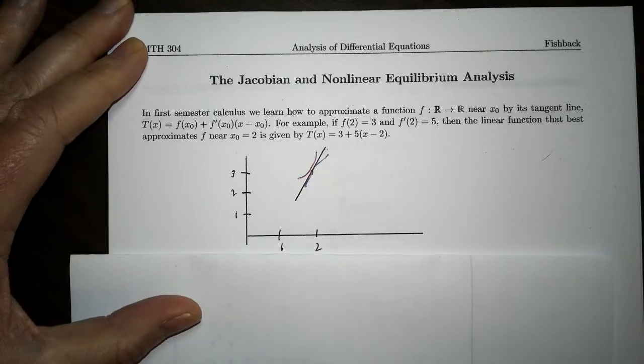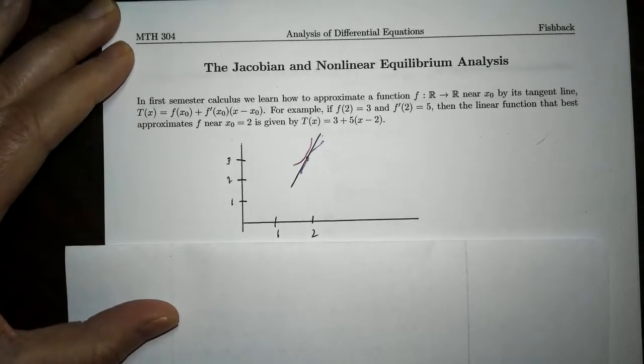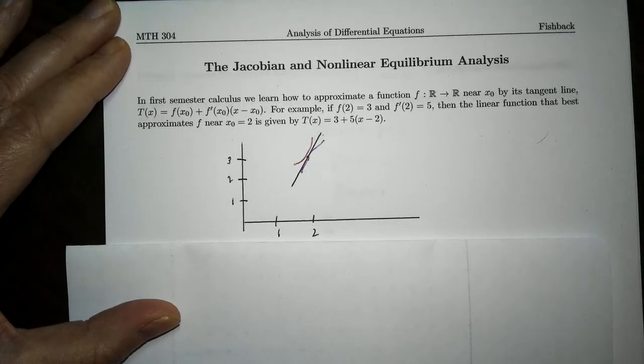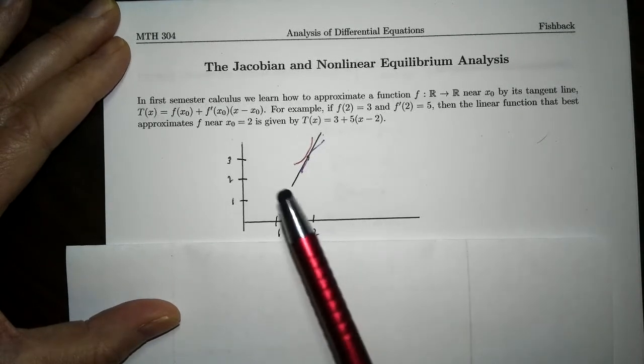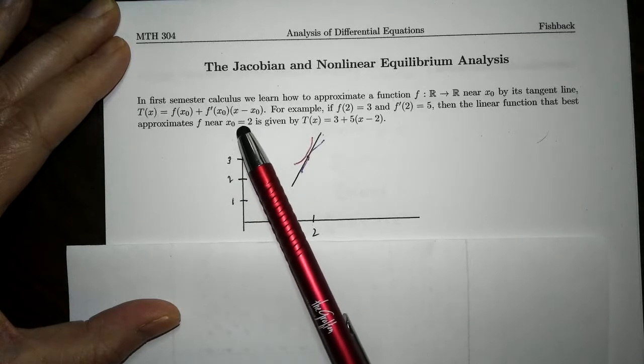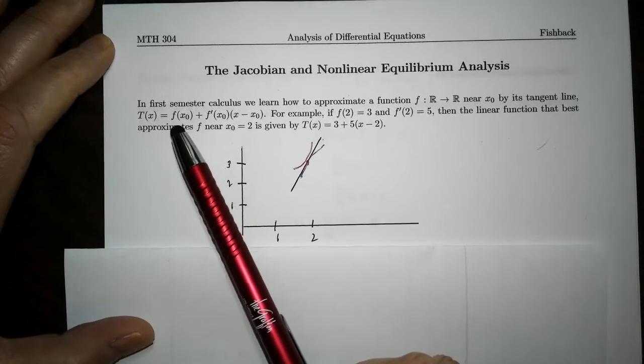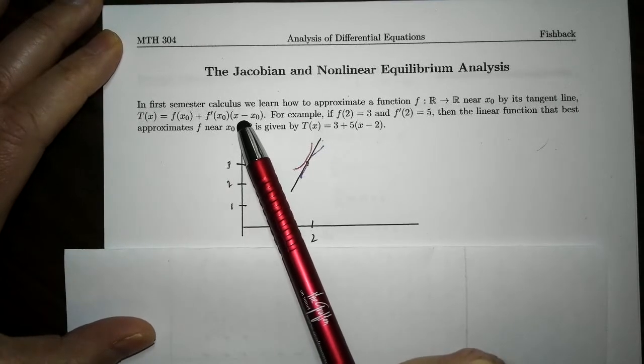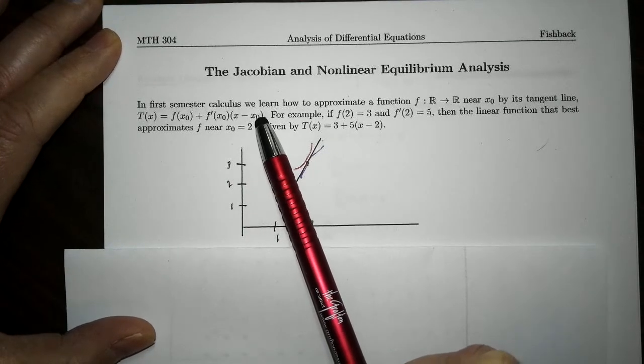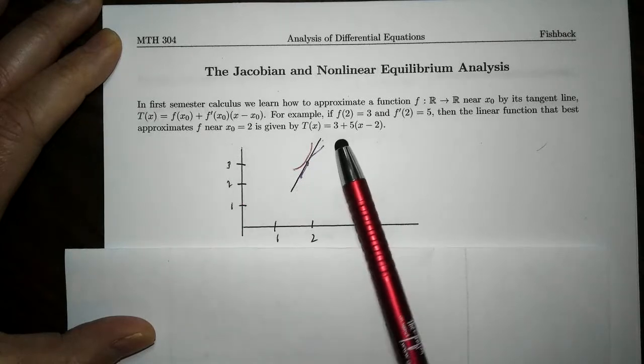In first semester calculus, we learned how to approximate a function of a single variable using its tangent line. So let's say we have a function f, and we fix a point x naught in its domain. Then the tangent line approximation is given by f of x naught plus f prime of x naught times x minus x naught. We use capital T for the tangent line.